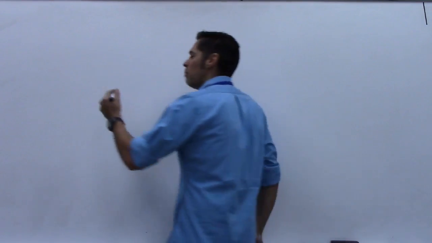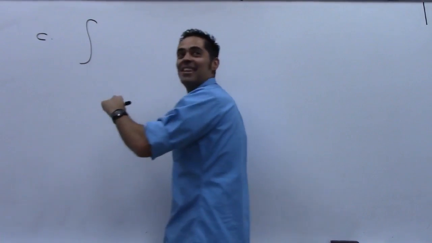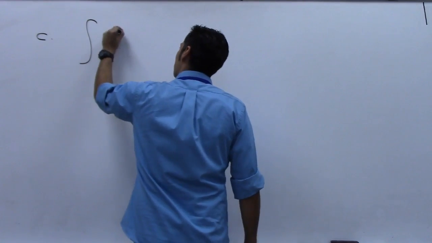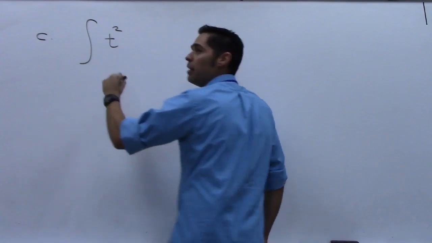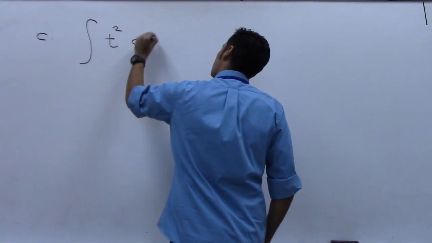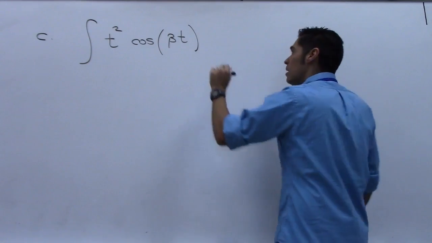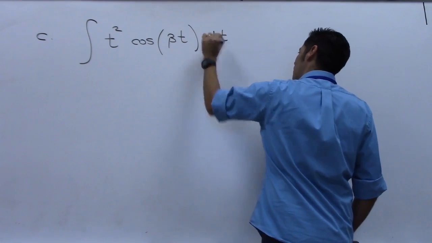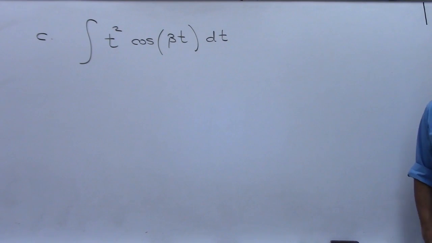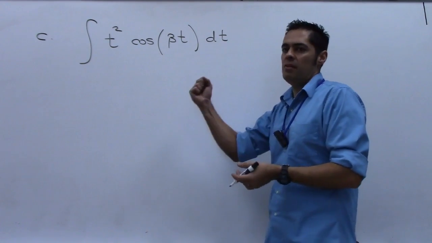All right, here we go. Part C, or number C, letter C, whatever it is. I don't even care. C, t cubed cosine beta t dt. So we're just going to use a different variable, something other than x, just to mix it up. Beta is a constant. It's like A or B or C. It's a number. We don't know what it is, but it's fixed. It's not going to change.